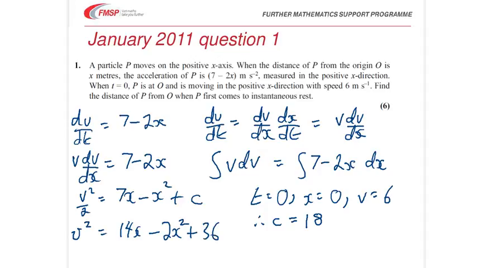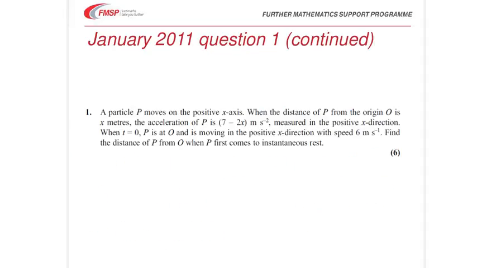Right, that's finding v. We need to know v because the question finally asks us, although it doesn't specifically say find v, we have to know it because we've got to find the value of x, the distance from O, when P comes to instantaneous rest. In other words, when v is 0. So let's just go to the next page and carry on with the question.